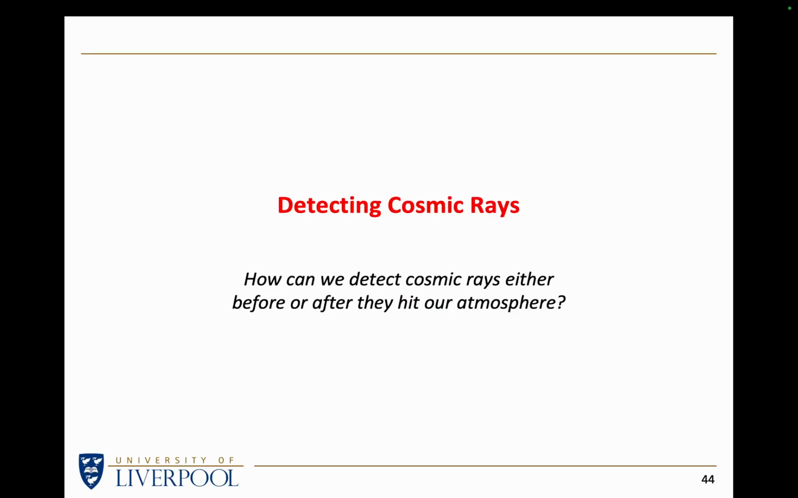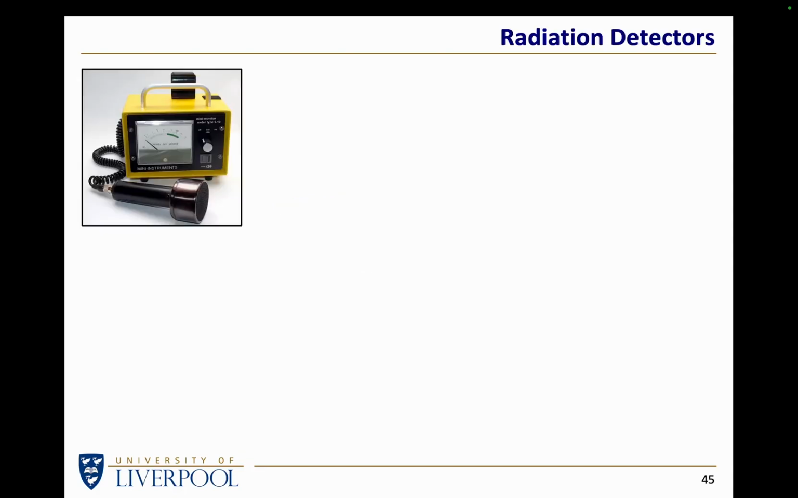So how can we actually detect these cosmic rays? How can we detect either what's hitting the top of the atmosphere, or how can we detect the air shower that's produced arriving at ground level? Well, one way we can detect is with the Geiger counter that I showed you before. The Geiger counter, what is the actual detector itself, more correctly called the Geiger-Müller tube?